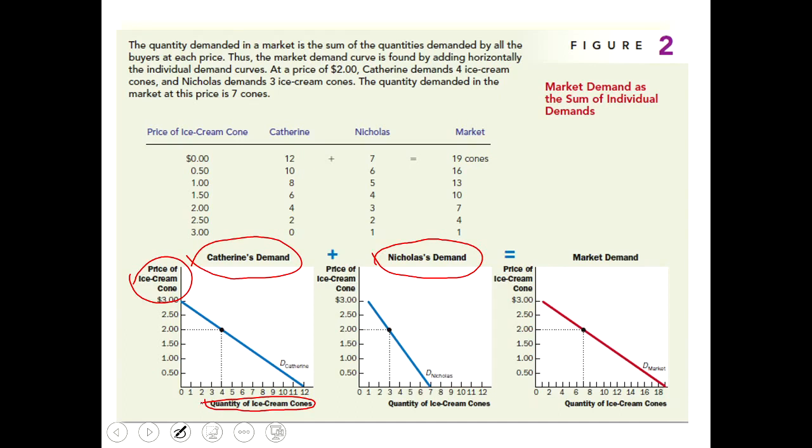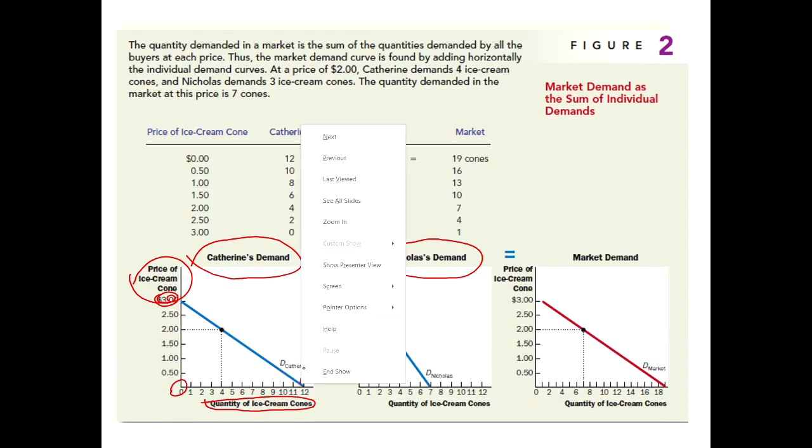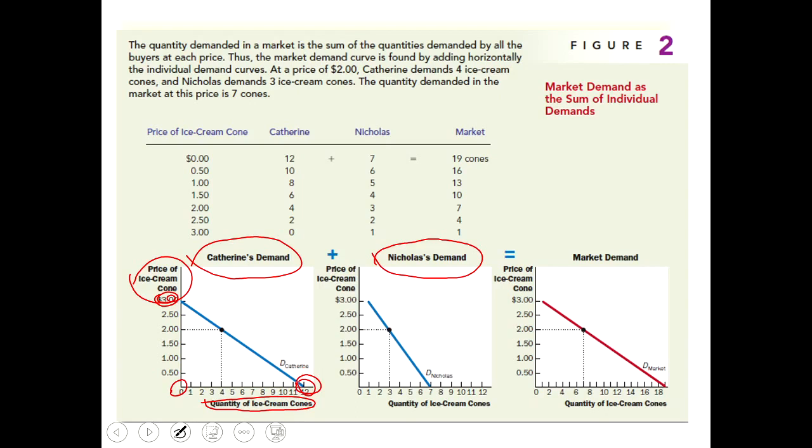And now, as you can see, at the price 3, the quantity demanded is 0. And at the price 0, the quantity demanded is 12. And in the case of Nicholas, when the price is 2, the quantity demanded is 3. So how do you add up? When you add the demand curve of Catherine and Nicholas, you get the market demand curve.